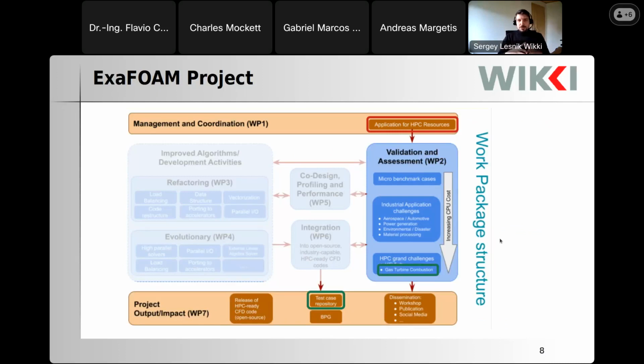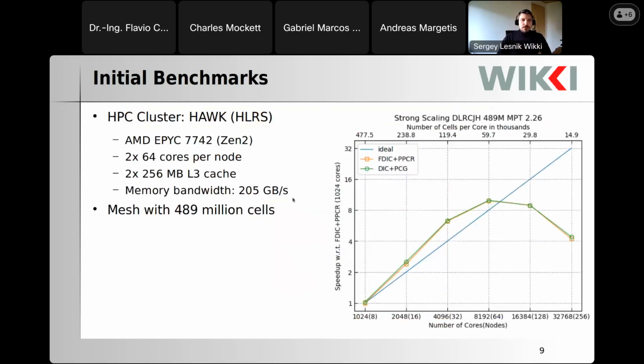Then after this, we wanted to run the case on larger machines, so we applied via work package 1 for HPC resources, and we got access to the Hawk cluster from HLRS, which has been already introduced here. We have an AMD Zen 2 architecture with 2 by 64 cores per node, a pretty large L3 cache. Yeah, and we ran the largest mesh on this machine.